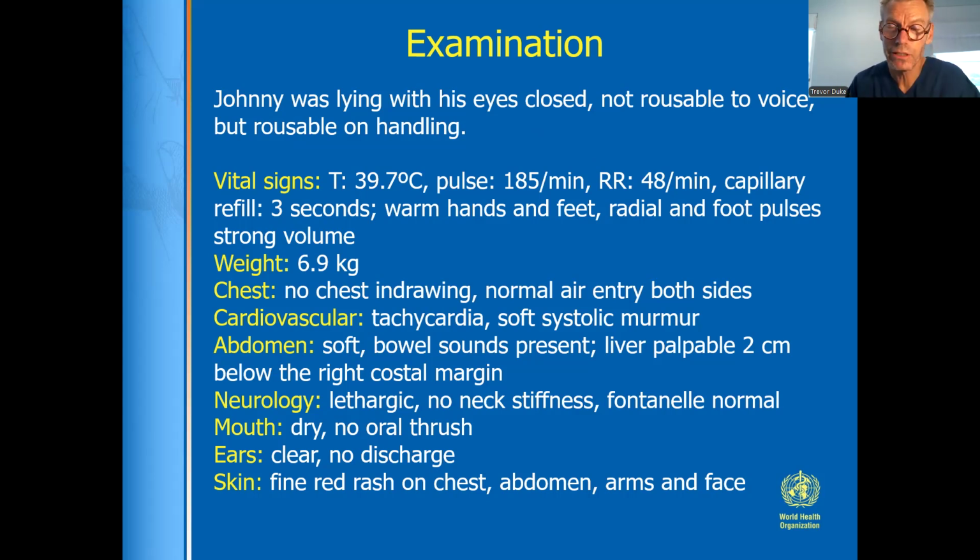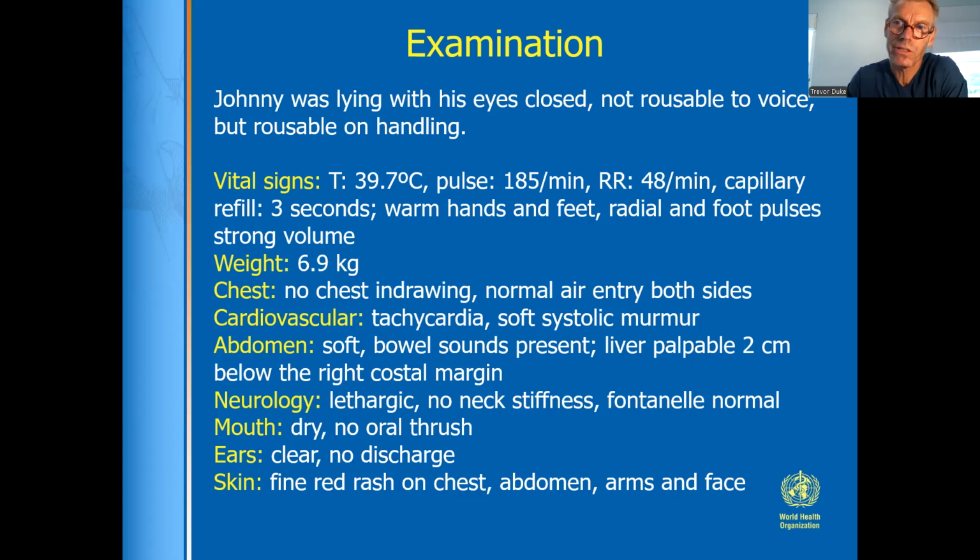His weight was 6.9 kilos for a 6-month-old baby. That's pretty good. You could check the weight for age chart in the Pocketbook of Hospital Care for Children. There's a weight for age chart, and there's also a weight for length chart. If you wanted to measure his length, you could look at his weight for length. But he looked like a well-nourished 6-month-old baby, didn't he, to look at the picture of him. He had no chest indrawing and good air entry both sides. So even though he's got mild tachypnea, it's unlikely he's got a serious respiratory infection as a cause of his high fever.